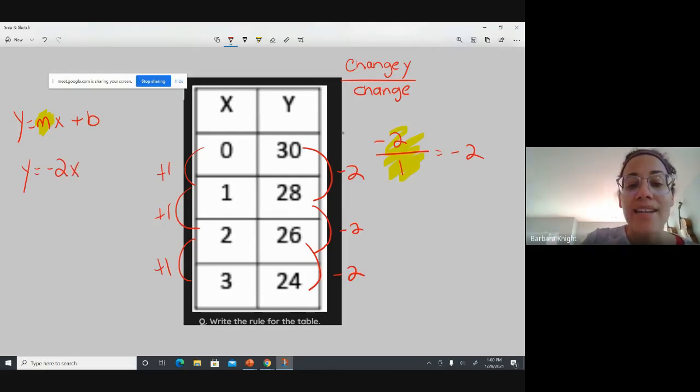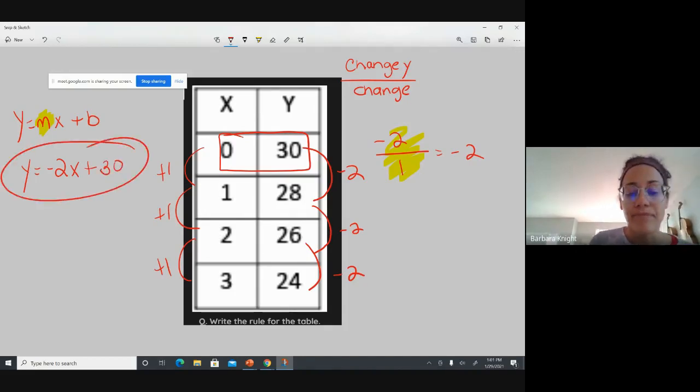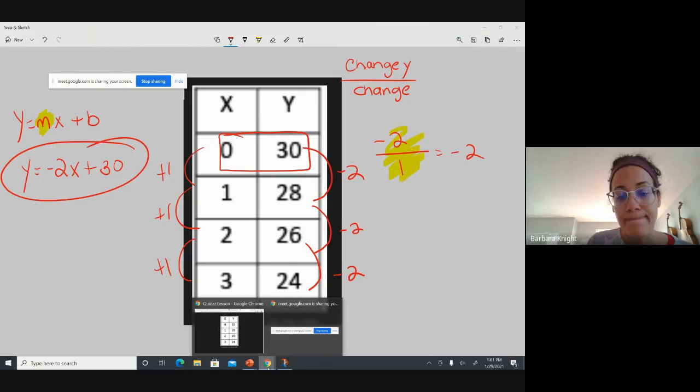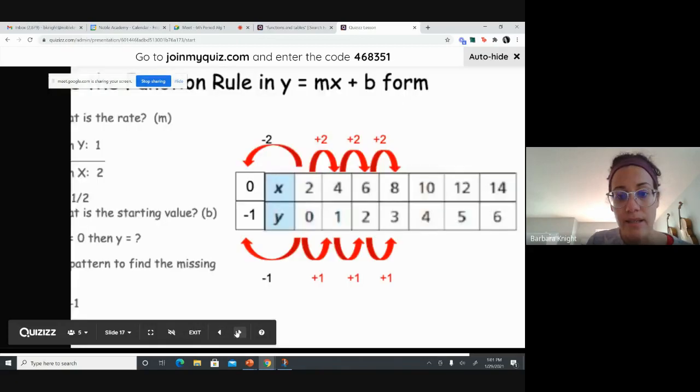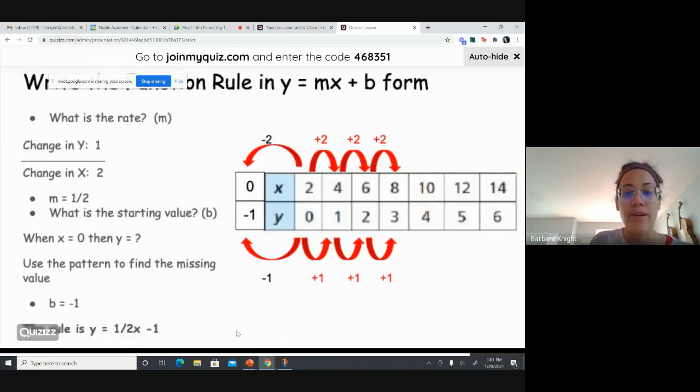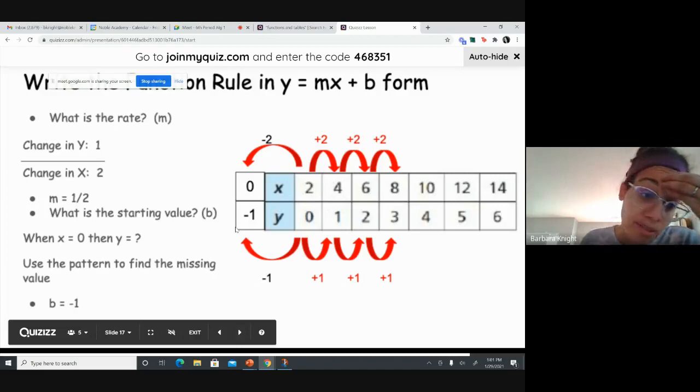And then your y-intercept is where you're looking at the 0 x. So when x is 0, y equals 30. Sometimes, for the y-intercept, they will not give it to you directly.